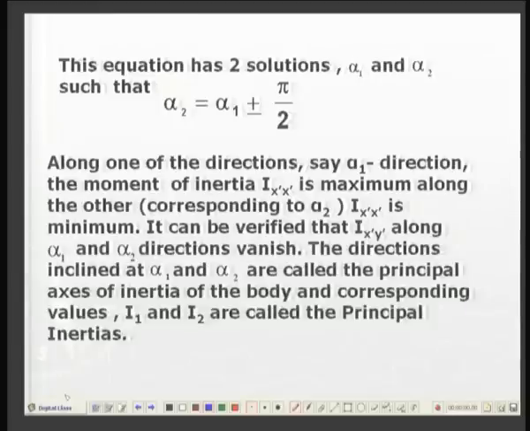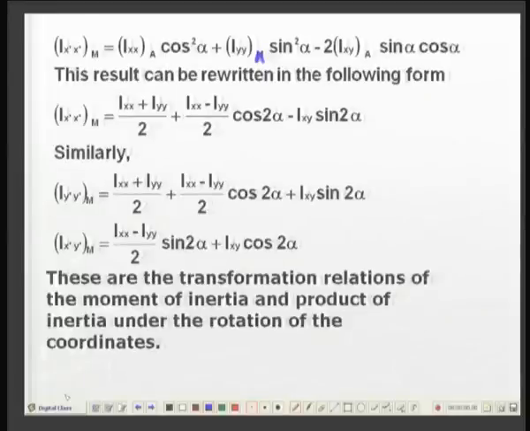And once you have obtained alpha 1 and alpha 2, you substitute back into this expression, and you will get the corresponding values. Two values will be obtained for Ix dash x dash. One of them will be the highest possible value, the other will be the lowest possible value. Okay. So, these are the eigenvalues of the moment of inertia.